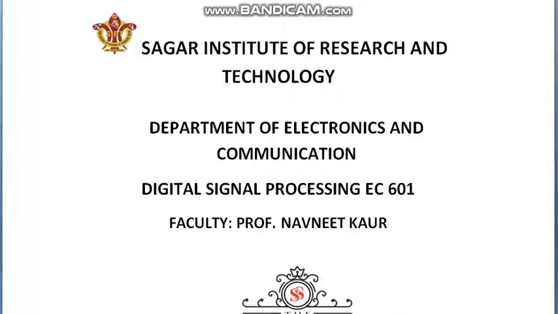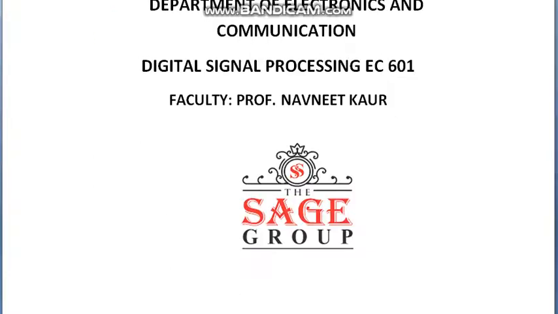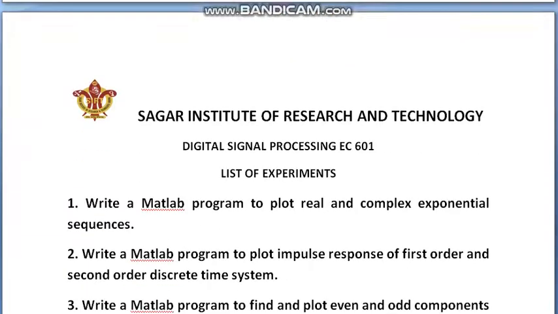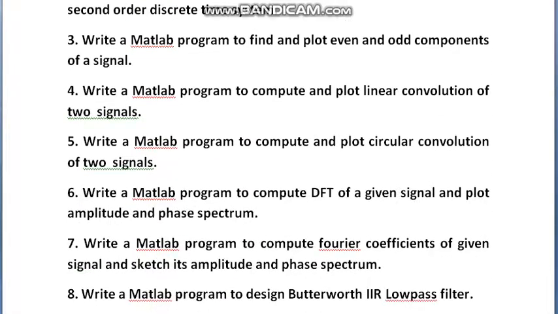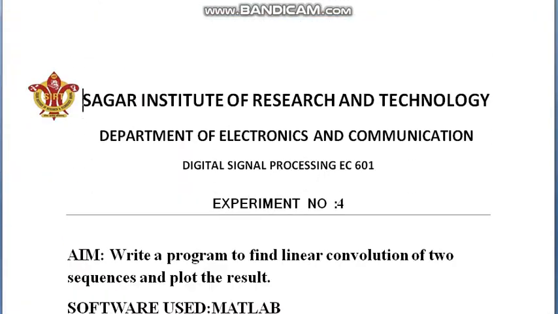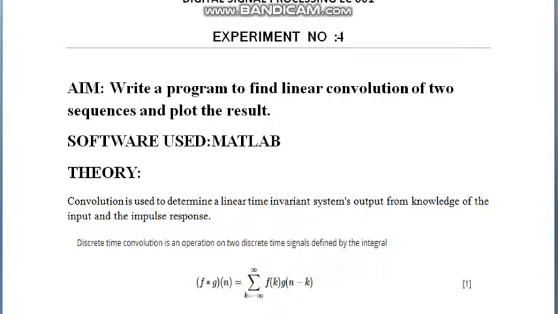In this session, I'll be discussing the lab practical of Digital Signal Processing, EC601. Here there is a list of experiments in which I have given 10 experiments. Today, I will discuss the fourth practical, which is to write a MATLAB program to compute and plot the linear convolution of two signals. The software which I will be using in this experiment is MATLAB.